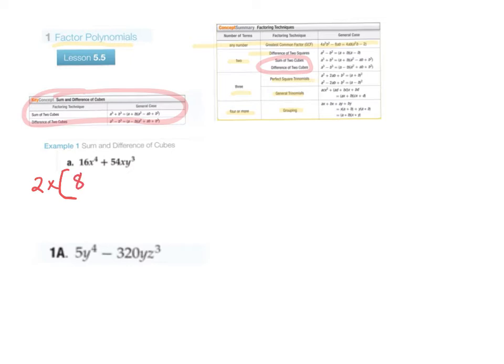So that's the greatest common factor, and I'm going to factor that out. So this will become 8x cubed plus 27y cubed. And so what I have here is a sum of cubes, because 8 and 27 are cubes. And how you can find that is if you go in your calculator and press the cube root of 8, you will get 2. And if you go in your calculator and press the cube root of 27, you'll get 3. So that's how I know they're cubes. If they don't come out evenly, they're not cubes.